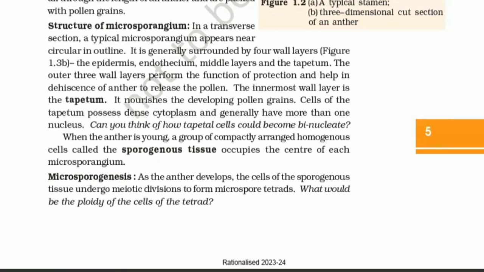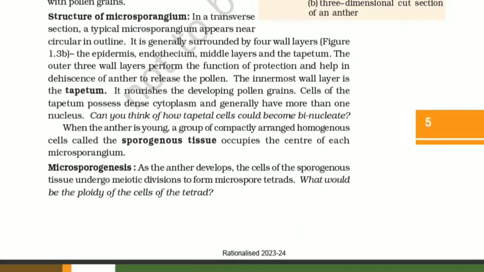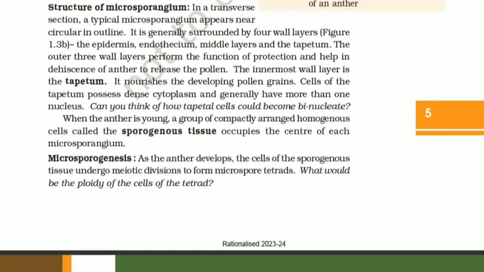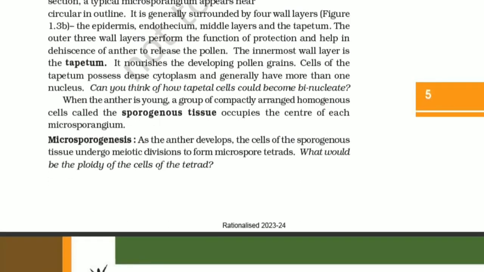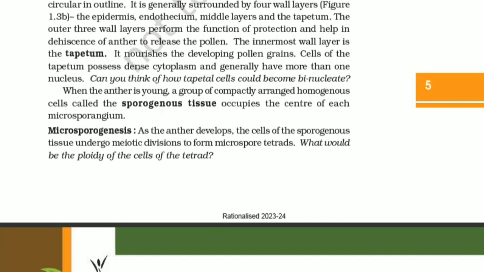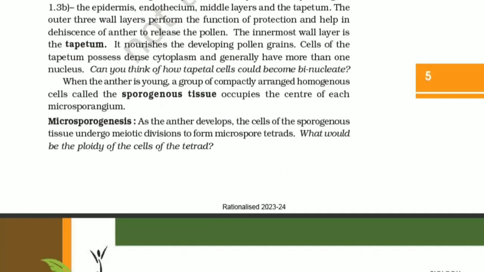The innermost wall layer is the tapetum. It nourishes the developing pollen grains. Cells of the tapetum possess dense cytoplasm and generally have more than 1 nucleus. Can you think of how tapetal cells could become binucleate? When the anther is young, a group of compactly arranged homogeneous cells called the sporogenous tissue occupies the center of each microsporangium.